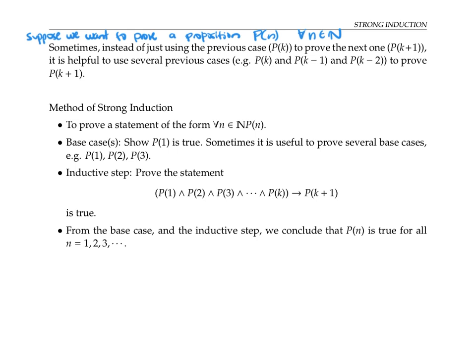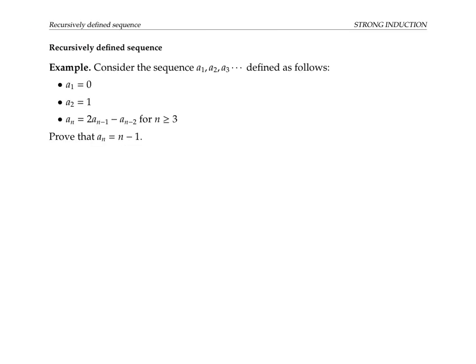The main difference between regular mathematical induction and strong induction is that for regular mathematical induction, we're just proving that P(k) implies P(k+1). We just need the previous case to prove the next one. Whereas in strong mathematical induction, we show that if all the previous cases are true, the next one is, and we actually are going to be using several of these previous cases.